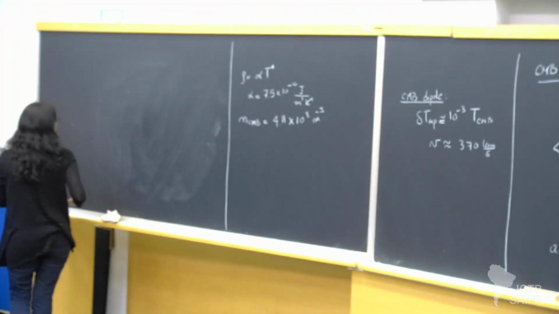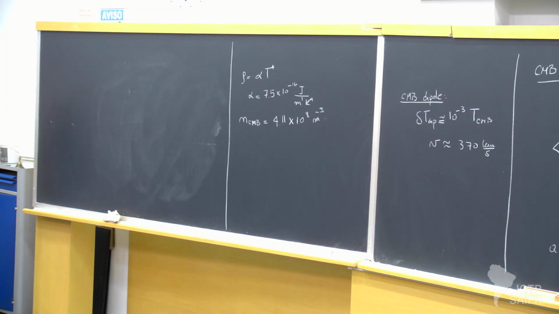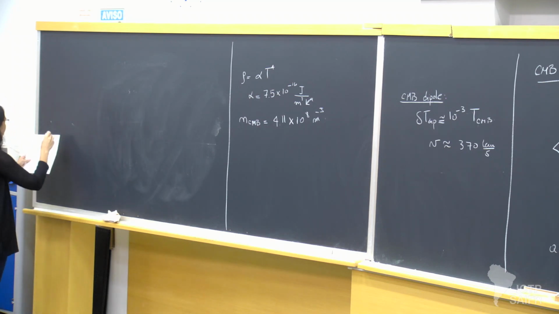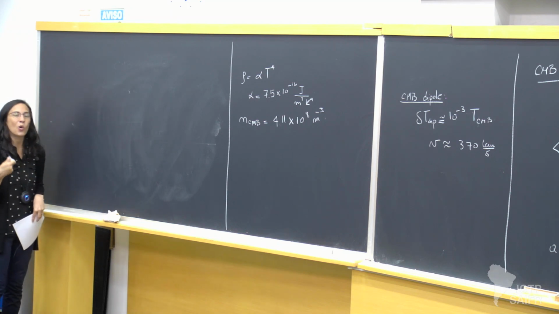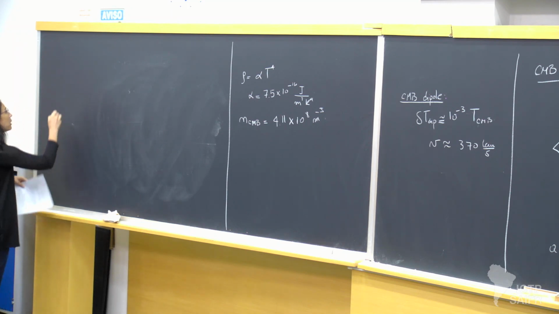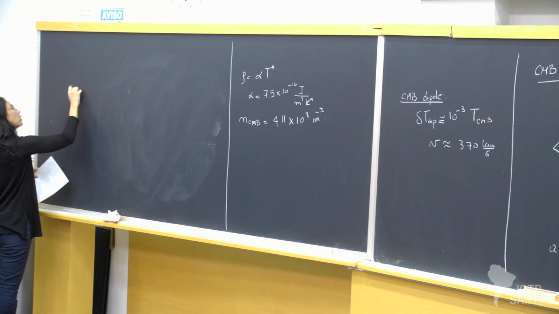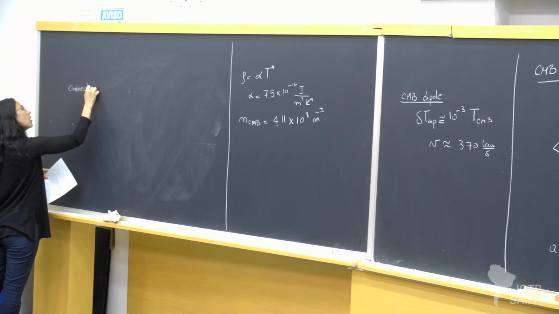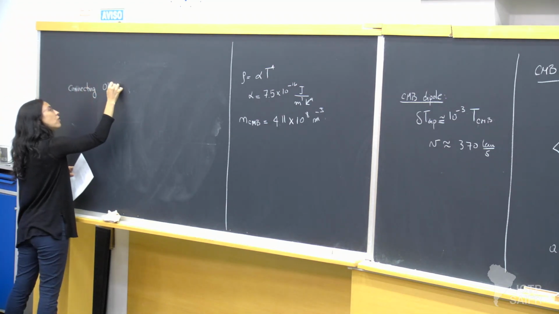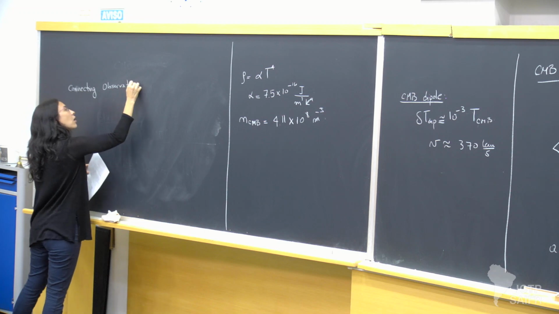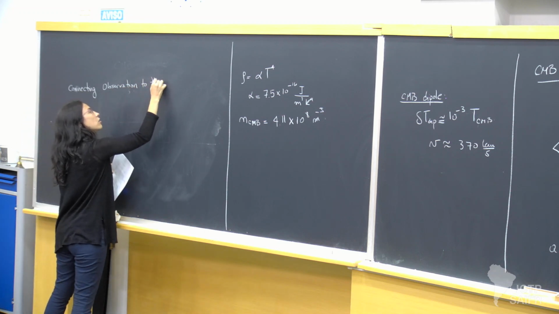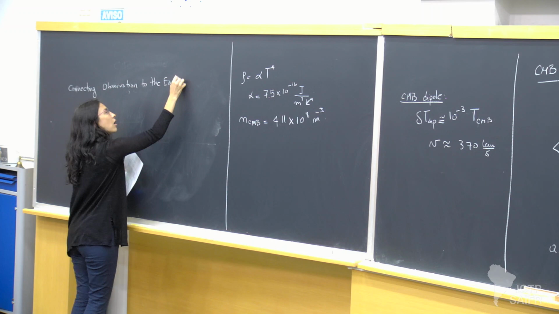We can relate the temperature fluctuations to the curvature perturbations, as we saw from Merdad's lecture, at horizon crossing, okay? This is something that you saw. And they're related via something that we know as the transfer function. Okay, let me write down this. So I will write down, this part will be connecting observations to the early universe.